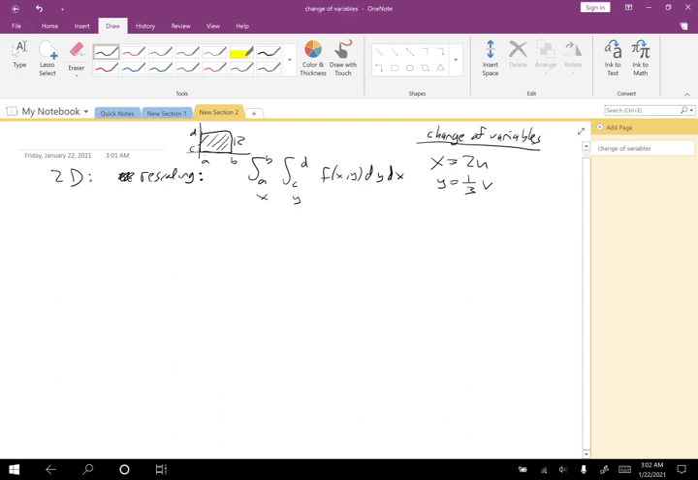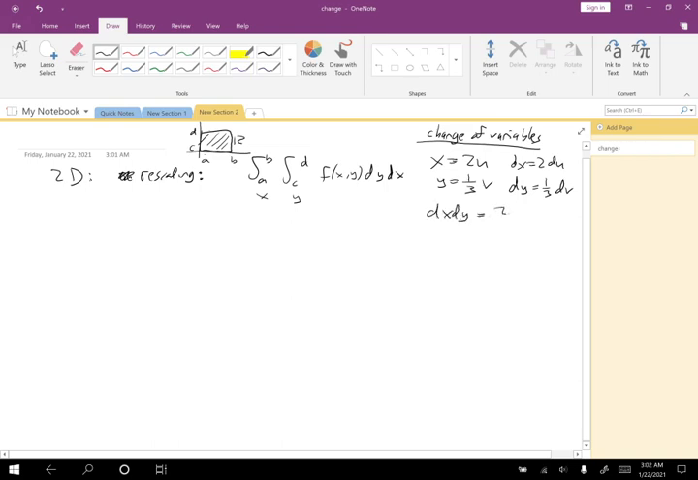Can you imagine doing this in 3 dimensions and calling it a UVW substitution? I think change of variables is more succinct. So what you do is, as before, let dx equal 2 du and dy equal 1/3 dv. That means dx dy equals 2 times 1/3 du dv. And now this thing, 2/3, is the Jacobian.